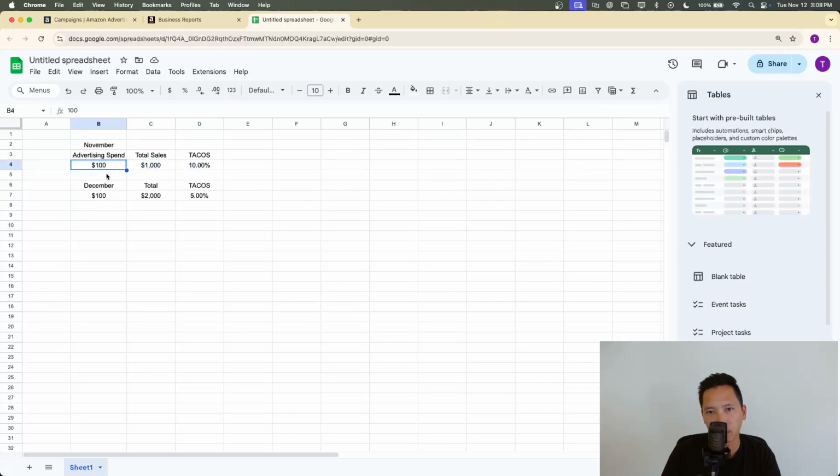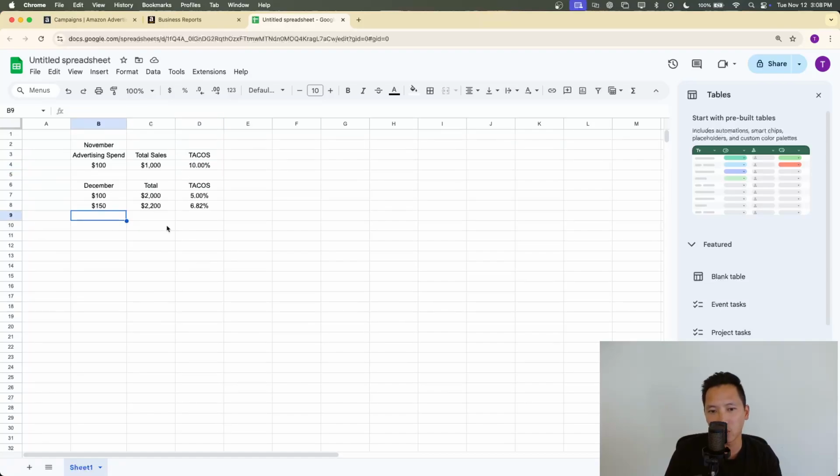Another example using these exact same numbers could be, well, let's just say you really like the profit margin of your business when you spend $100 and you generate $1,000 in sales. Well, if you generate $2,000 in sales, you still probably have a lot more room to spend on advertising. Let's just say you take this up to $150 and you generate $2,200. Well, that's still a 6.82% TACoS. And you still really like how much profit you're making at 10% TACoS.